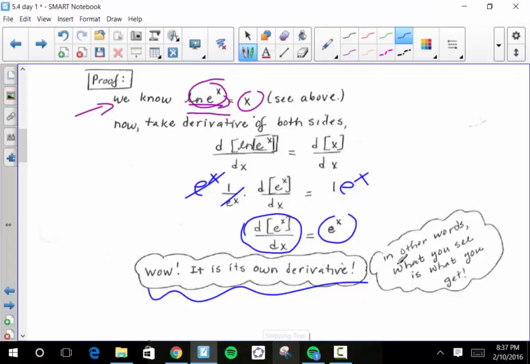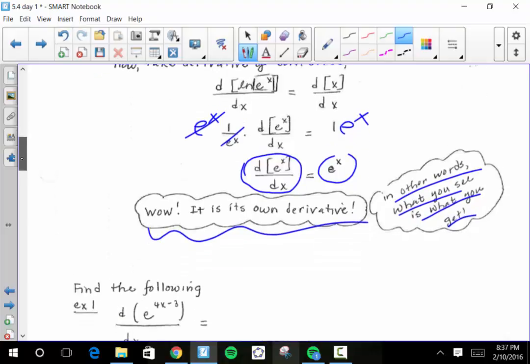So in other words, this is Mrs. G says, what you see is what you get. You take the derivative of e to the x, you get e to the x.